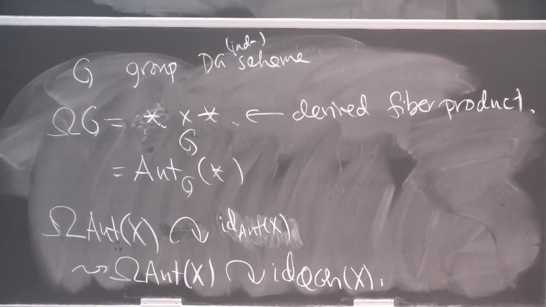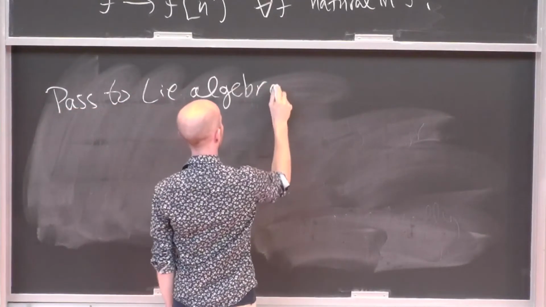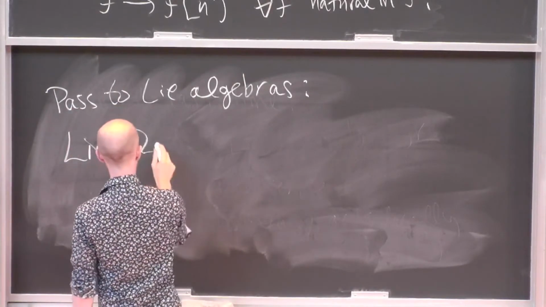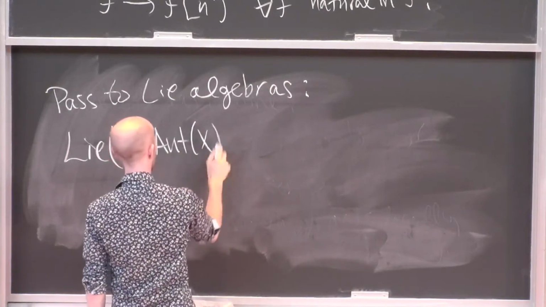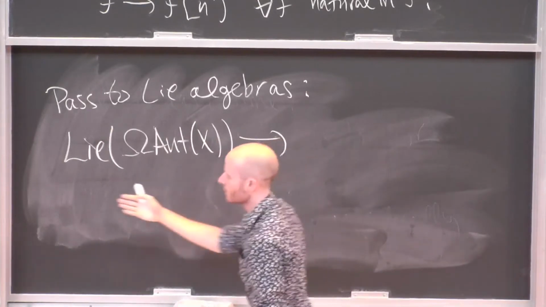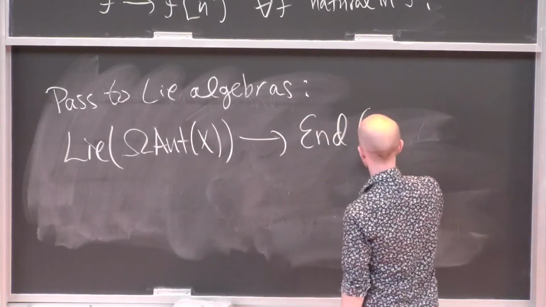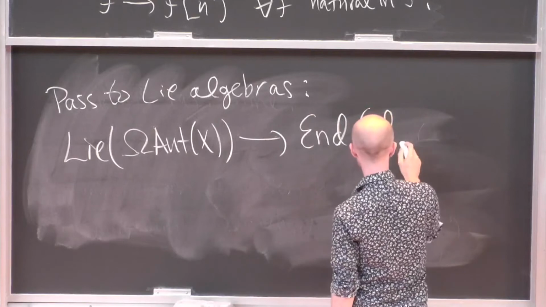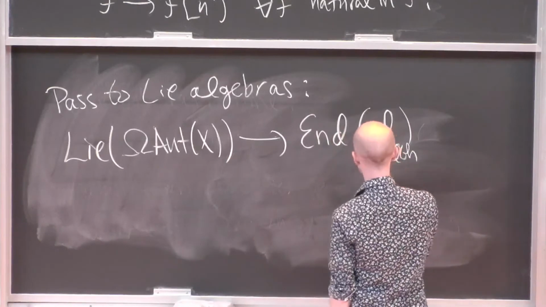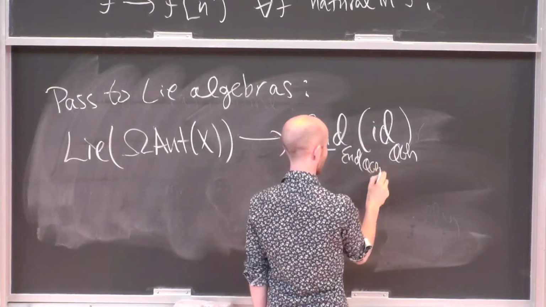Now finally, if you pass to Lie algebras, then I'm going to get a map from the Lie algebra of this crazy thing I wrote down, this omega of Aut X. So where does that map? This Lie algebra is going to act on the identity. And that's the same thing as giving a map to endomorphisms of the identity, a map of Lie algebras in a suitable sense. Here, this is the identity for quasi-coh of X, and my endomorphisms live in the category of endofunctors, endomorphisms of quasi-coh of X, sorry.